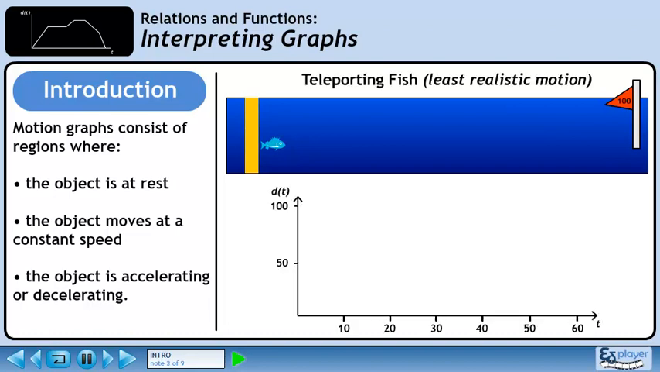The first fish we'll look at is a magical teleporting fish who sits at the starting line for a few seconds, then jumps instantly to the middle of the track, and then jumps again to the end of the track. In our graph, we'll assign time to the x-axis, since that's our independent variable. The distance of the fish from the starting line is our dependent variable, so that goes on the y-axis.